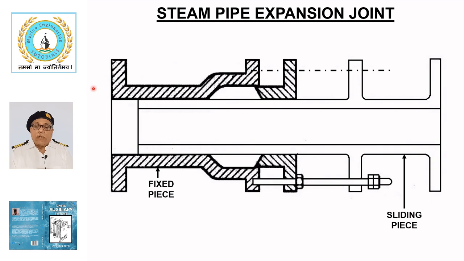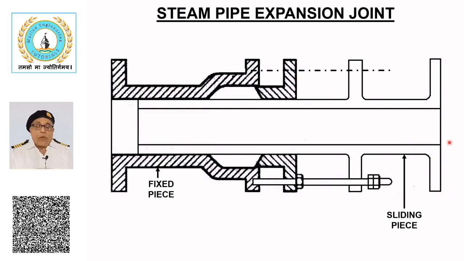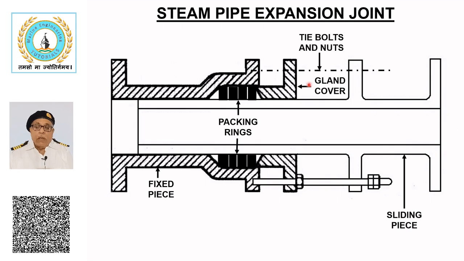The expansion joint consists of a fixed piece connected to one end of the piping and a sliding piece connected to the other end of the piping, thus forming a gland between the inner and outer pipes. The expansion joint forms a stuffing box to prevent the leakage, and the gland is sealed by packing rings. Packing rings are held in place by the gland cover, tightened by bolts and nuts.